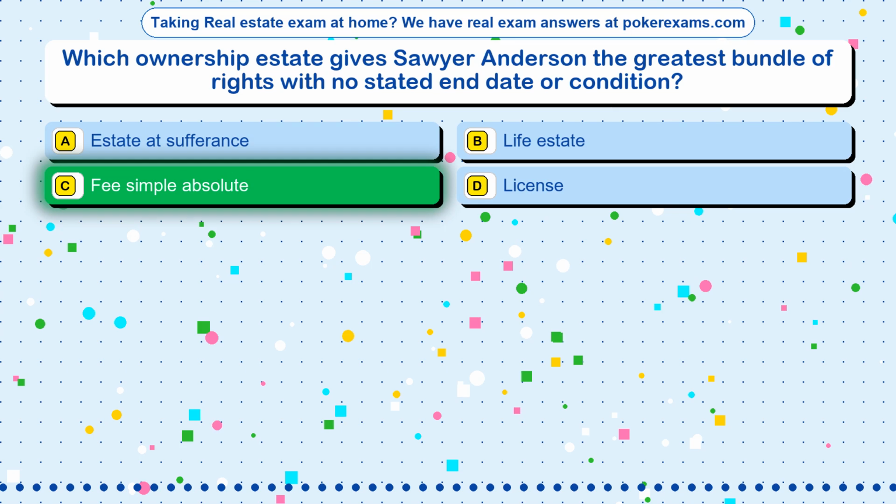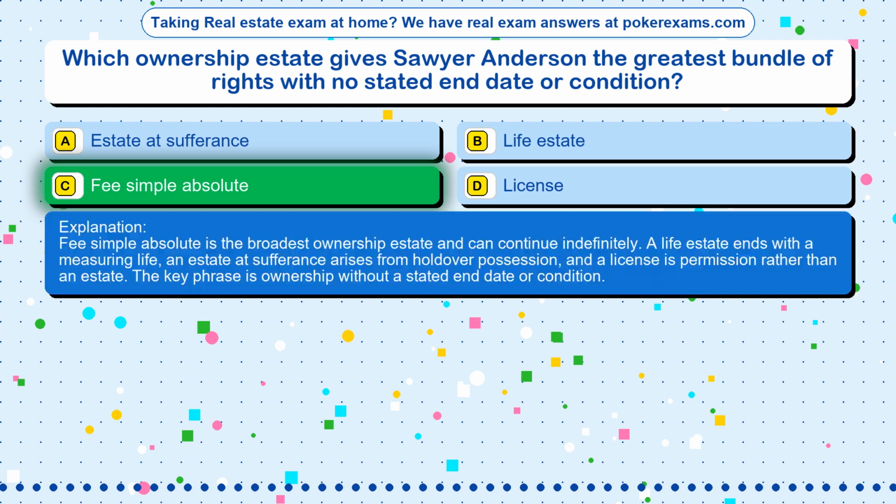The correct answer is option C. Fee simple absolute. Fee simple absolute is the broadest ownership estate and can continue indefinitely. A life estate ends with a measuring life. An estate at sufferance arises from holdover possession, and a license is permission rather than an estate. The key phrase is ownership without a stated end date or condition.